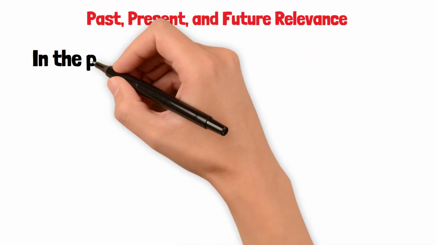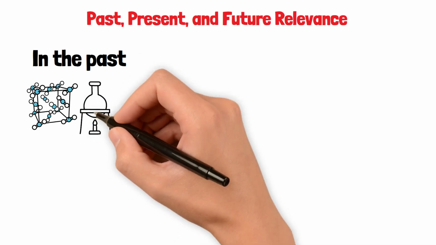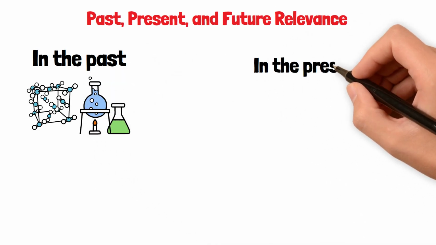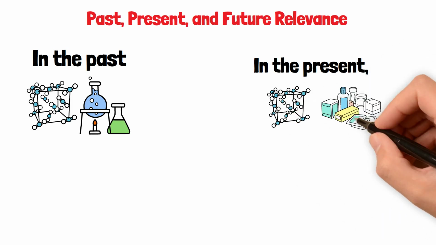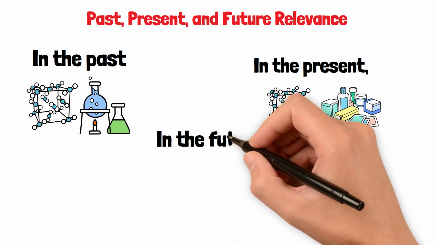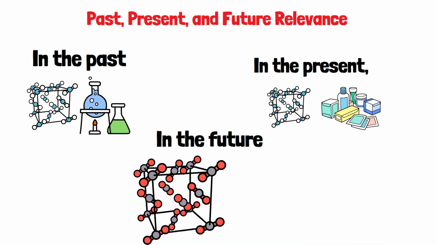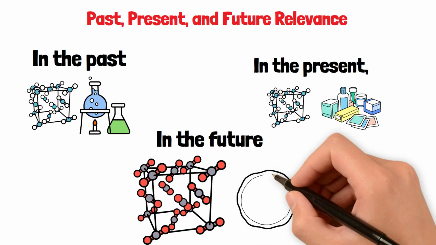Past, present, and future relevance. In the past, studying biomolecules gave rise to the field of biochemistry. In the present, biomolecules help us fight diseases, design drugs, and understand nutrition. In the future, synthetic biomolecules may allow us to create artificial cells or even engineer life from scratch.